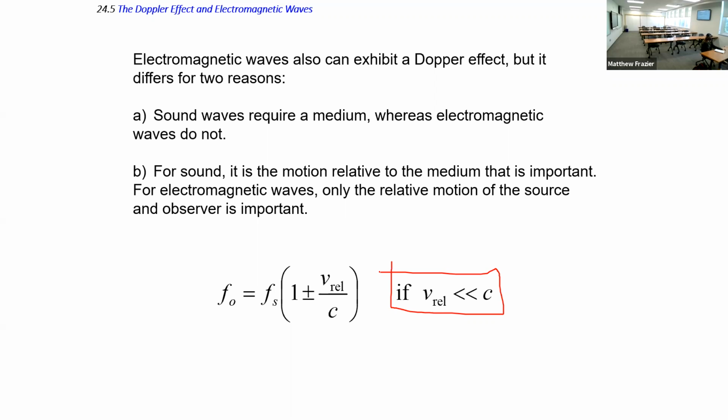Anyway, the observed frequency is either going to shift up or down. If something's moving away from you, it shifts down, which means you take the minus sign. If it moves towards you, it's higher frequency, so you take the positive sign.